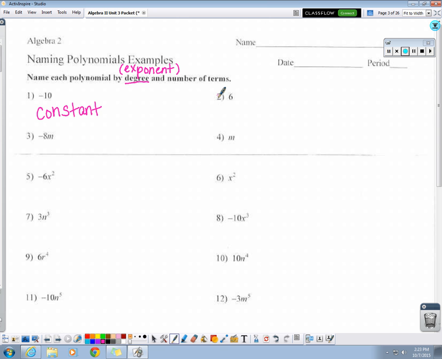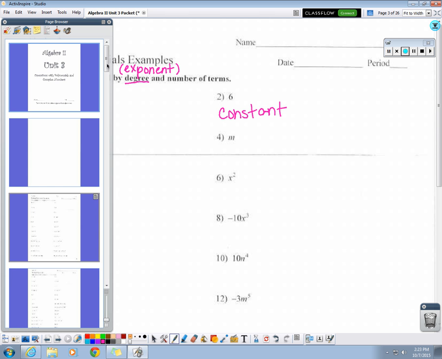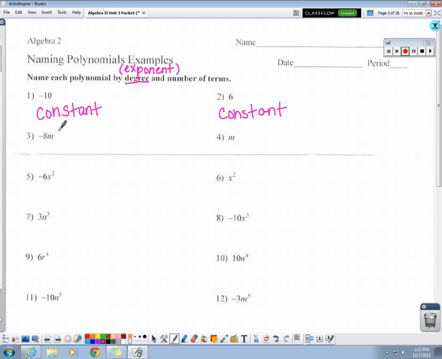So number 2, for the same reasons, it's also constant. It has no variable, so no exponent. You can never change a 6 to anything but a 6. It remains the same. It remains constant. But number 3 is no longer a constant because it has a variable, and so I could change that negative 8. Say I wanted the negative 8 to become a negative 16, I would just input a 2 for the m. Negative 8 times 2 is negative 16. It's a variable because it will vary according to what you plug into it.